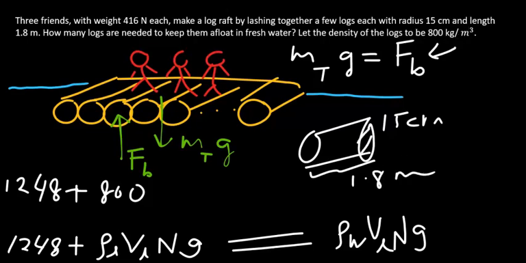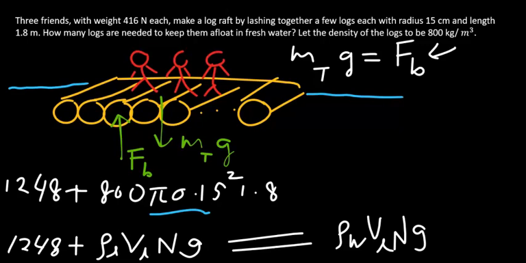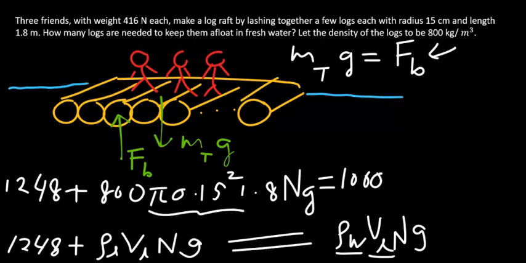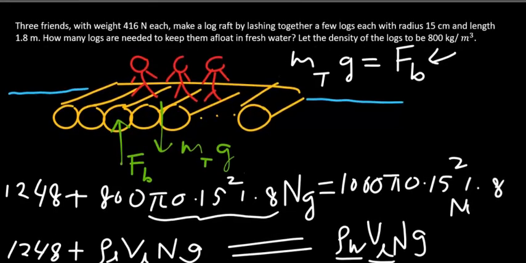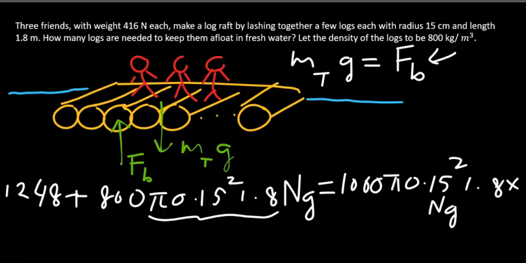So that means this area, the circular cross-sectional area, is pi times 0.15 squared. I have turned the cm into meter, times the length of that log is 1.8 meter. So this is the volume of each log. N, we don't know. G is 9.81. On the other side, the density of water is 1,000. The volume of the log, we know it is that multiplied by the number of logs times gravitational acceleration. So we have all the numbers and we can solve for n.